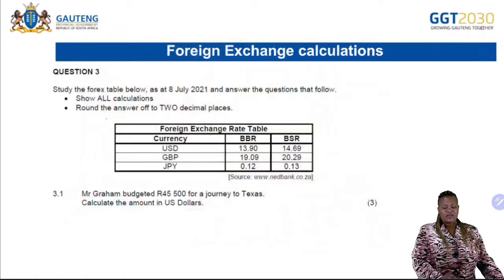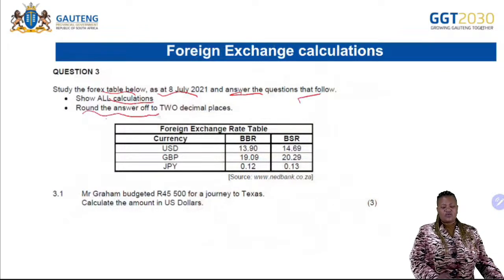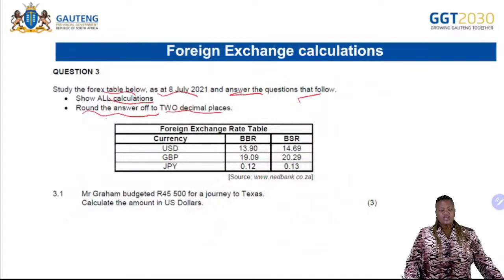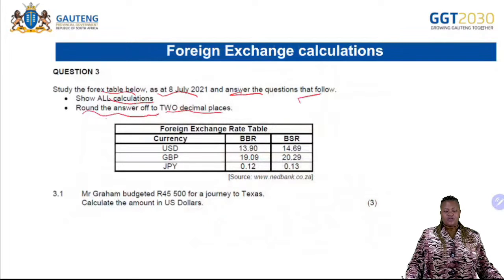So study the Forex table below as at 8 July and answer the questions that follow. Show all calculations and round the answer off to 2 decimal places. So over here we've got our currency rates table. And then we can see US dollar, Great British Pound, and the Japanese yen. Then if you look at 3.1, they say Mr. Graham budgeted R45,500 for a journey to Texas. Calculate the amount in US dollars.